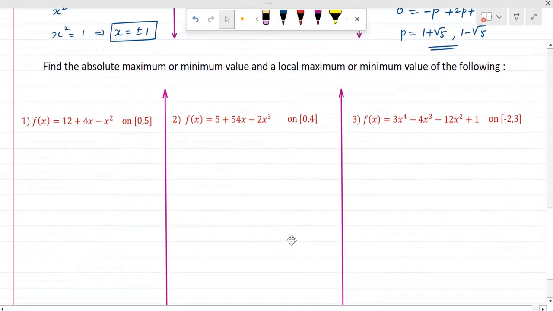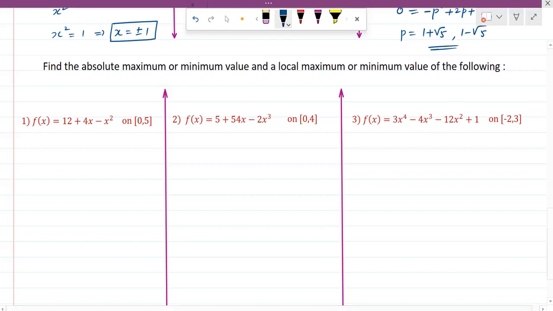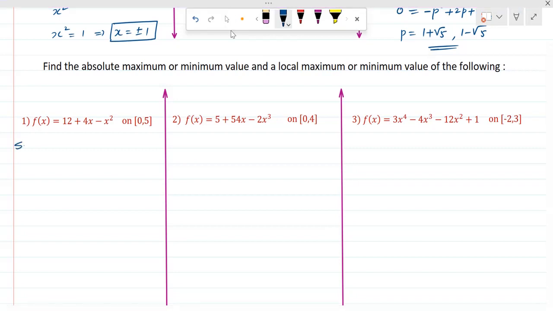Now let us go to the next problem, the main problem here. How will you find the maximum and minimum value and local maximum and minimum value of the function within the given interval? So first of all, I will do this part, absolute maximum and minimum. Absolute first, then we will do the local one. Absolute extremum, that is maximum and minimum extreme.